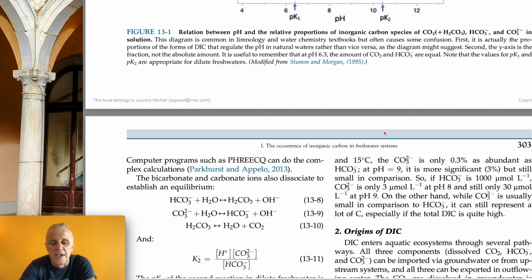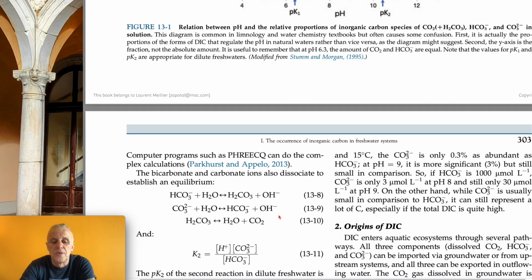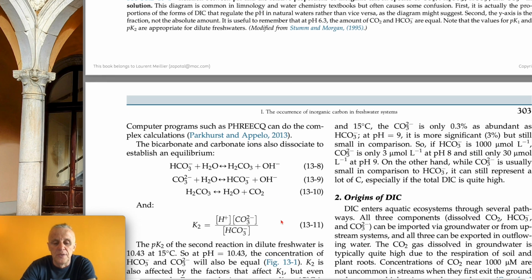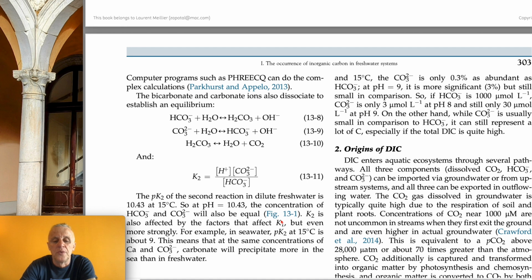Computer programs such as PHREEQC can do the complex calculations. The bicarbonate and carbonate ions also dissociate to establish an equilibrium. Bicarbonate plus water is equal to carbonic acid plus hydroxide. Carbonate plus water is equal to bicarbonate plus hydroxide. Carbonic acid is equal to water plus CO2. And K2 is equal to the ratio of protons times carbonate over bicarbonate.